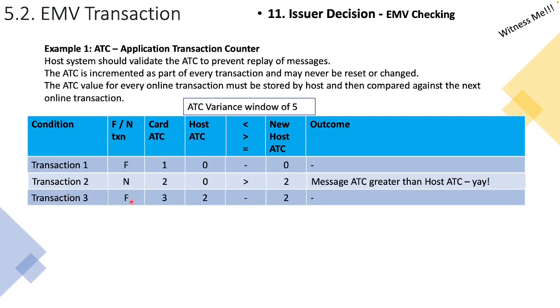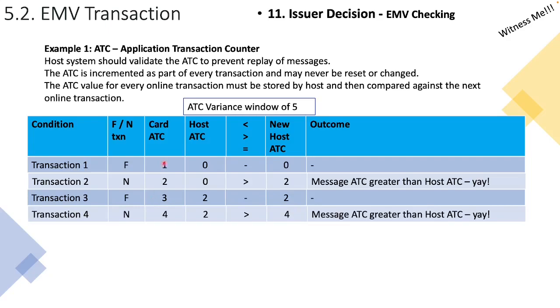Transaction 3, assume that it's offline. We know the card will increment from 2 to 3. However, the host value remains unchanged because it's an offline transaction. It's not aware that an offline transaction was performed at this point in time, so this will remain on 2, right?